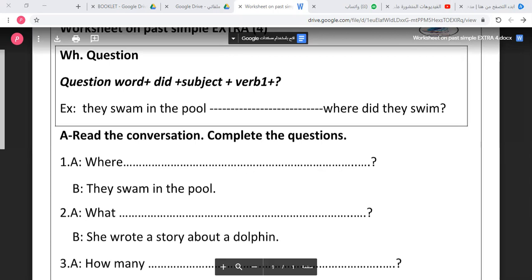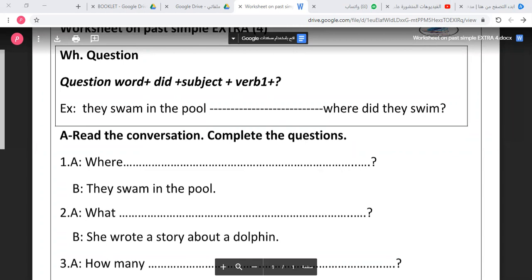Look at the rule. Yes, we should use now the helping verb. Teacher, where is the fish? Number what? Three. Yes. Teacher. Yes, Tayyim. I can't understand this question.